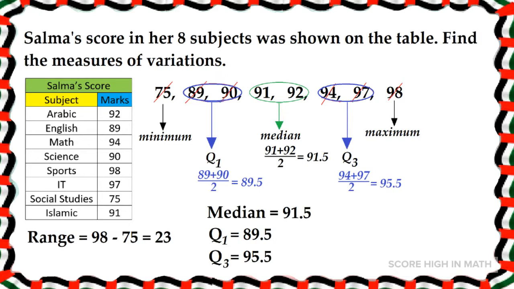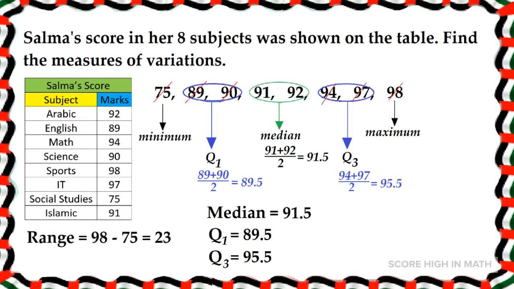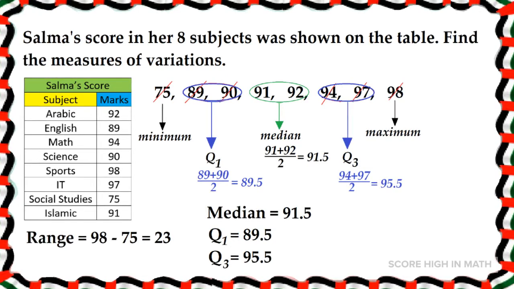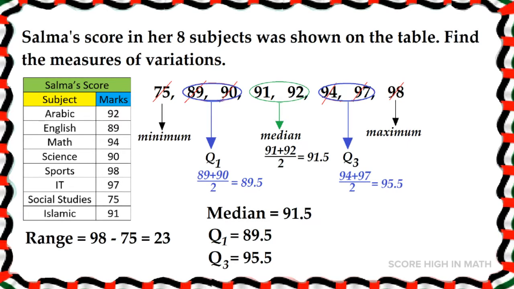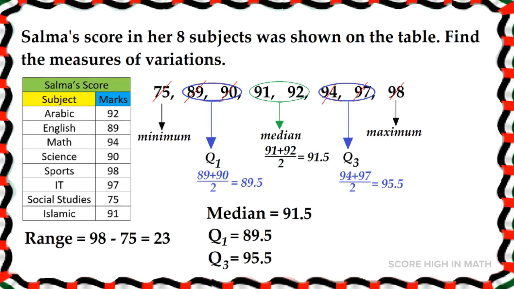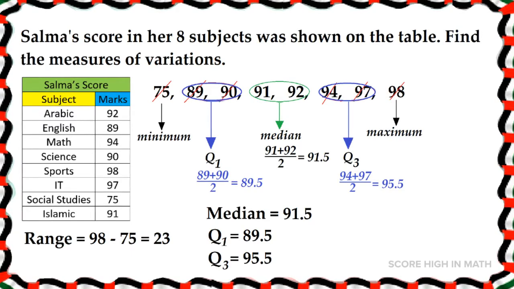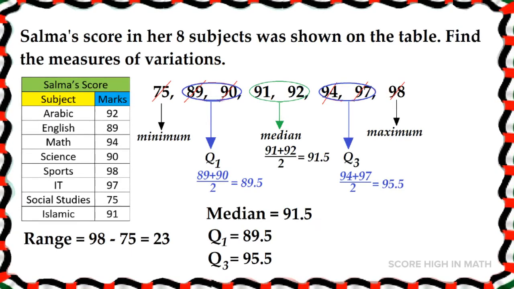To get the first quartile, we are going to get the middle number between the minimum and the median. And in this case, it is 89 and 90. So we are going to add this and divide it by 2. 89 plus 90 divided by 2 will give us 89.5. That is the first quartile.